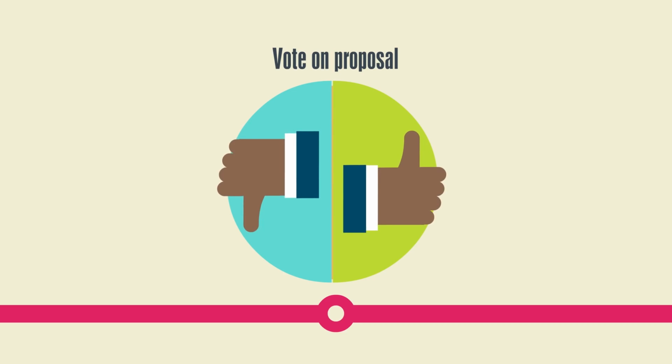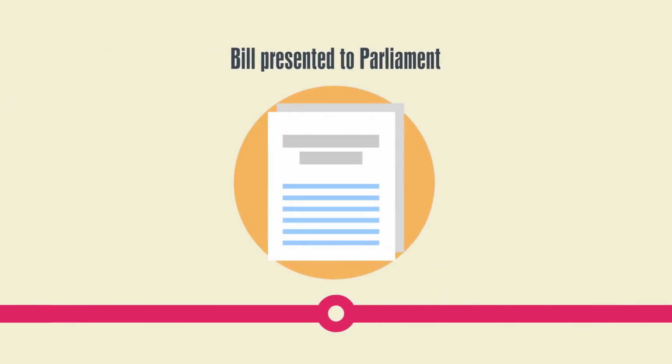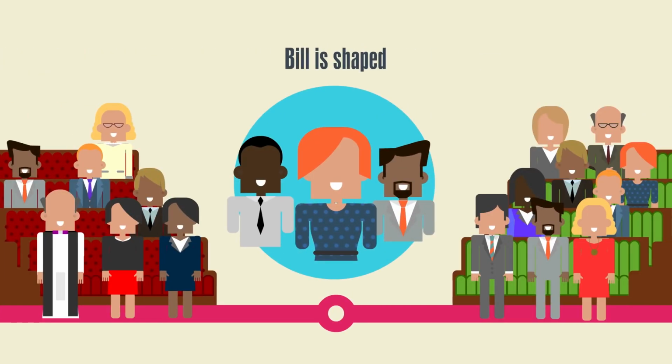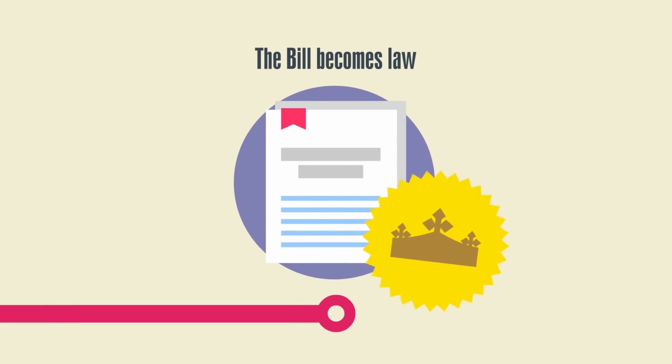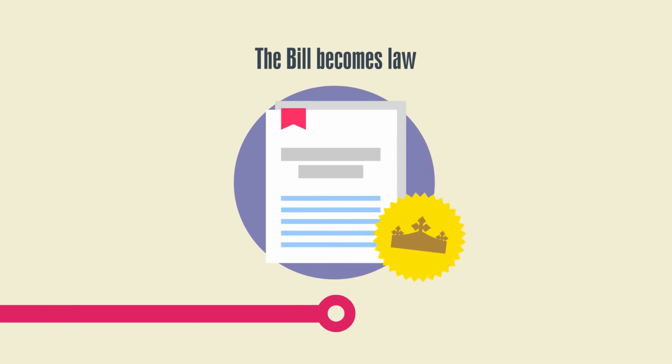Once agreed, a bill is drawn up, and the minister responsible for the policy introduces the bill to Parliament for debate. MPs and members of the House of Lords comment on, debate or amend the bill through several stages, and at the end of the process, apart from very rare circumstances, it must be agreed by both houses. It's then passed to the monarch, who gives formal approval, or royal assent, and the bill becomes law, called an Act of Parliament.